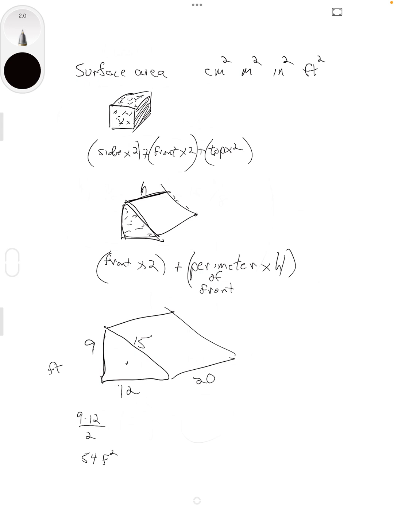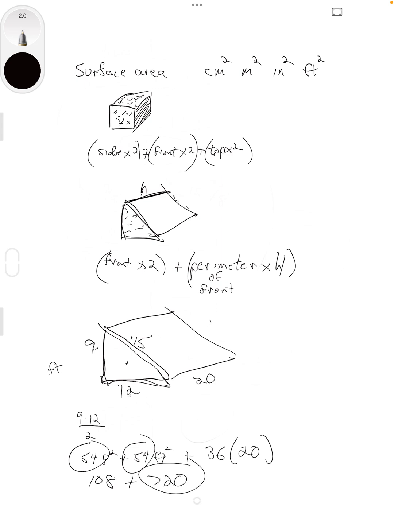That's the front. Okay, the back. Plus the perimeter, 9 plus 12 is 21, 31, 36. 36, that's the perimeter, times 20. So I have 108, that's 54 plus 54, plus 36 times 20 is 720. So my answer is going to be 828 square feet. So it's the perimeter of the side times the height.